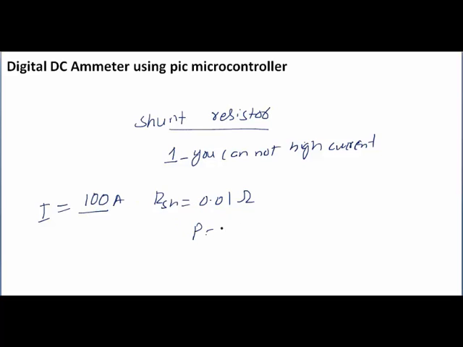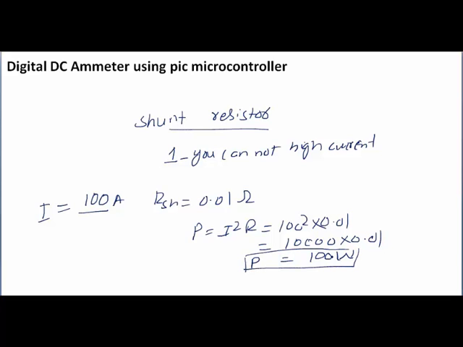So what will be the losses in this case? 100 squared multiplied by 0.01, so it will be 100 watt. That is too large a loss. So we cannot measure high current with the help of a shunt resistor because it will create a lot of losses. Number two, it will create heat in the circuit, which will be dangerous for other components of the circuit.